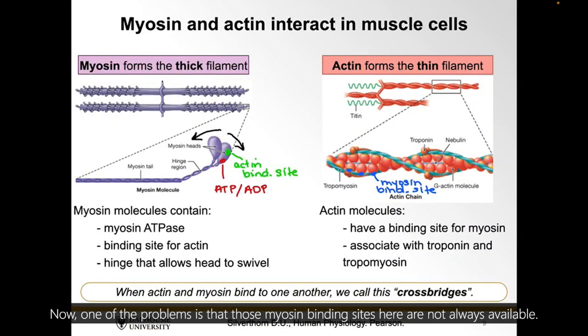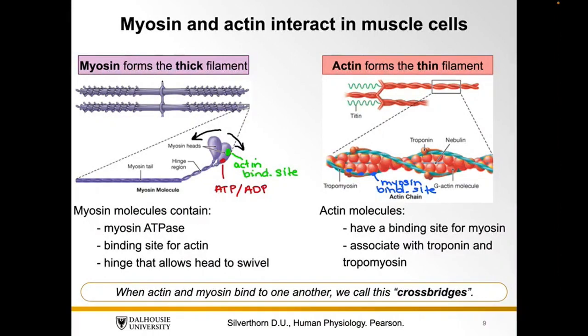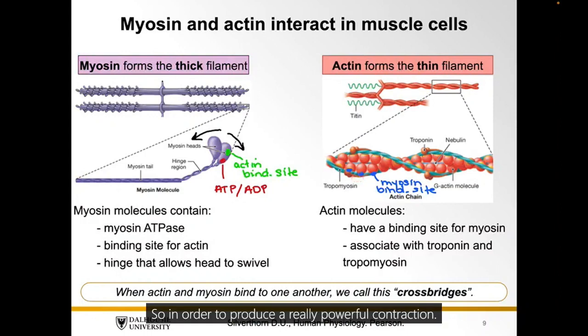Now, one of the problems is that those myosin binding sites here are not always available. In fact, sometimes they are hidden by tropomyosin. So in order to produce a really powerful contraction, the cell needs to move tropomyosin out of the way so that the myosin binding sites become active.